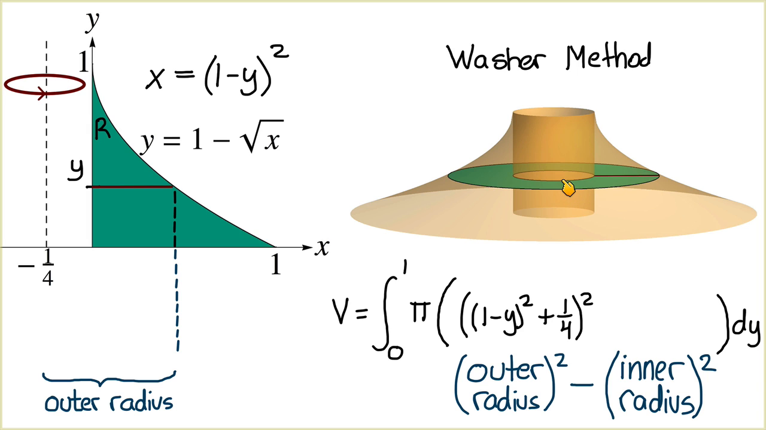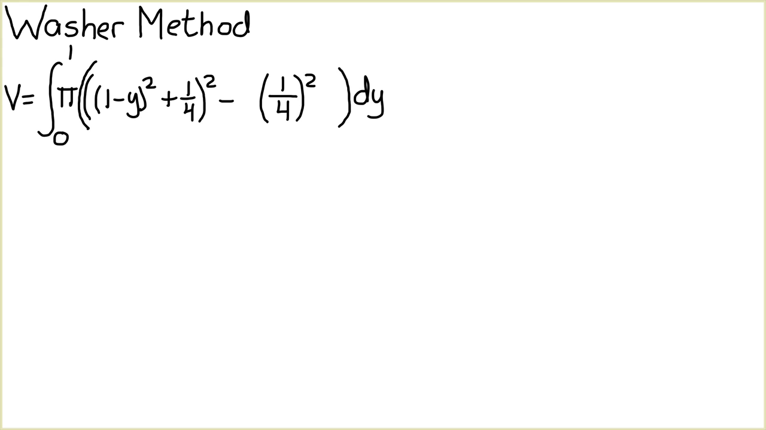The inner radius is the radius of the inner circle on the washer, which is equal to the distance from the line x equals -1/4 to the y-axis, which is a distance of 1/4. So we have minus 1/4 squared, or 1/16. Therefore, by the washer method, we have found that the volume is equal to the integral from 0 to 1 of pi times the quantity 1 minus y squared plus 1/4 squared minus 1/4 squared.